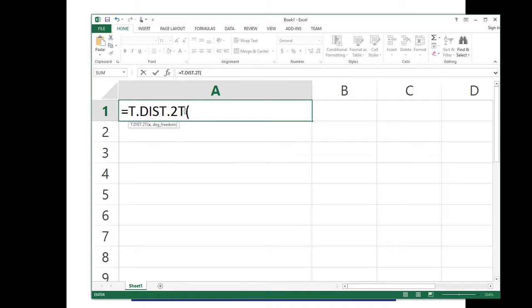And x is 10%, our alpha. Our level of significance is 10%. And degrees of freedom is 23. So then that is the critical value we would like to find.